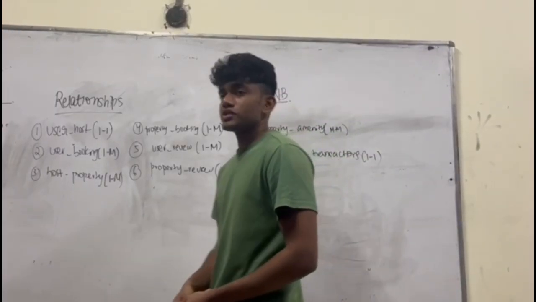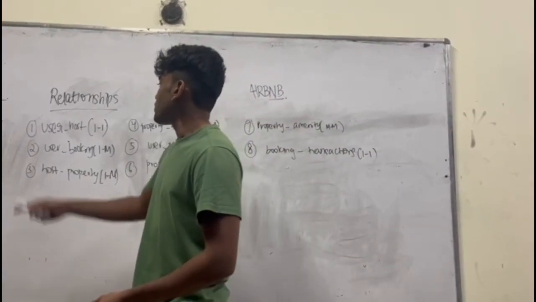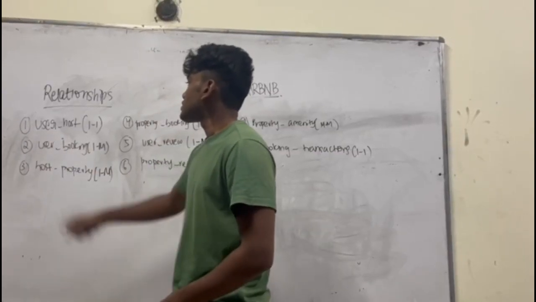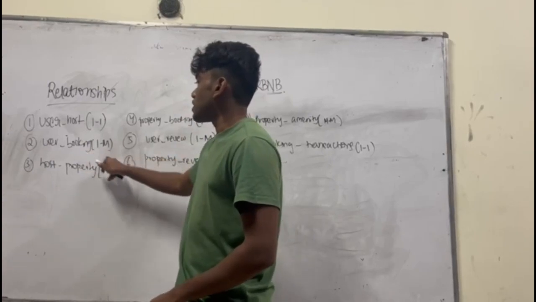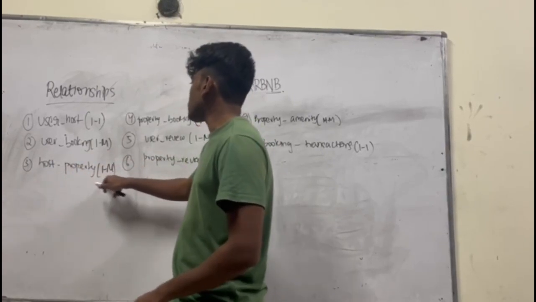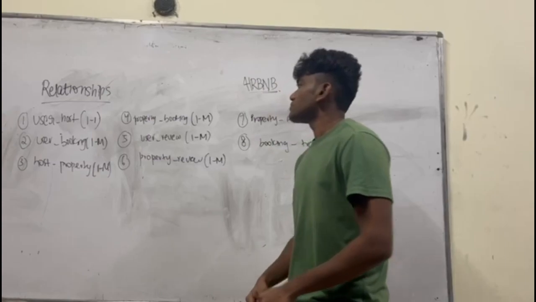So here are the relationships. As a relationship we have the user-host relationship, which is a one-to-one relationship, and the user-booking relationship, which is one-to-many, and then host-property, which is one-to-many.